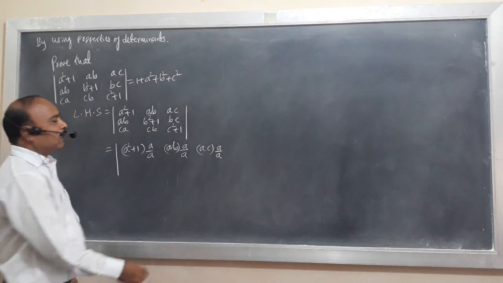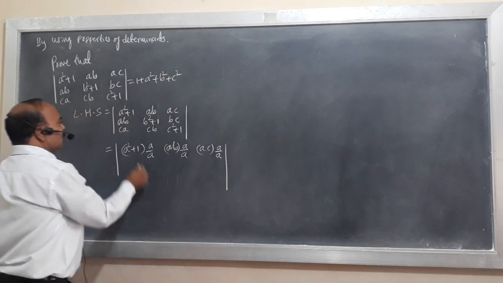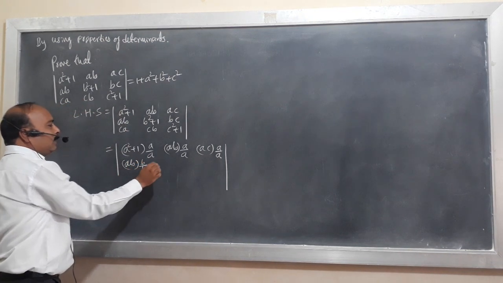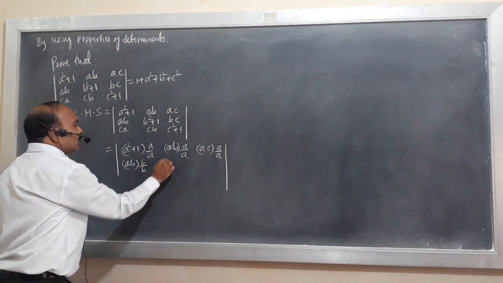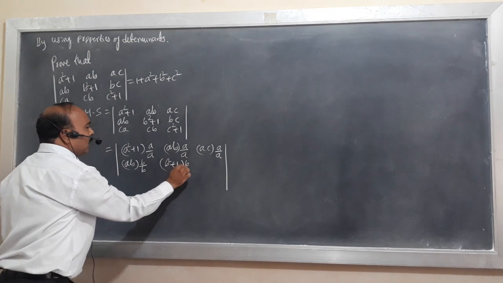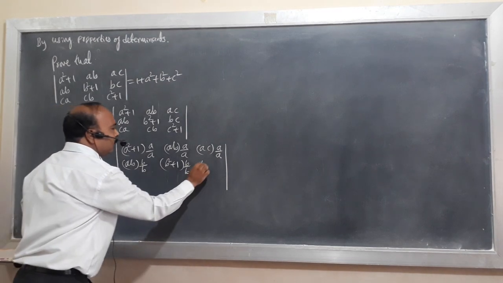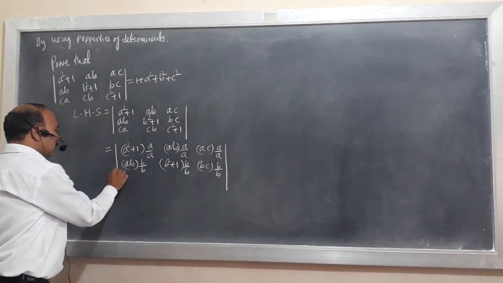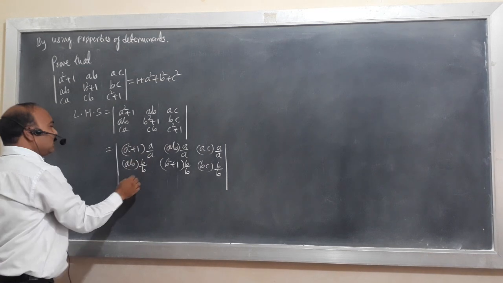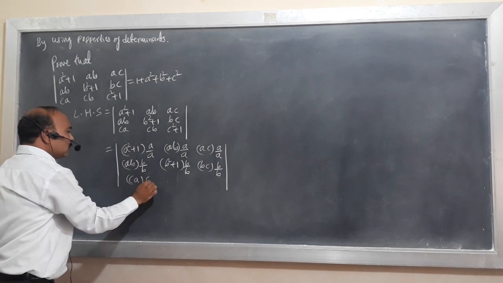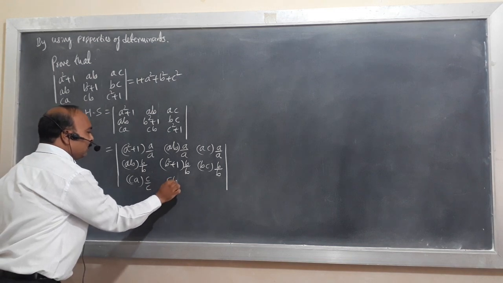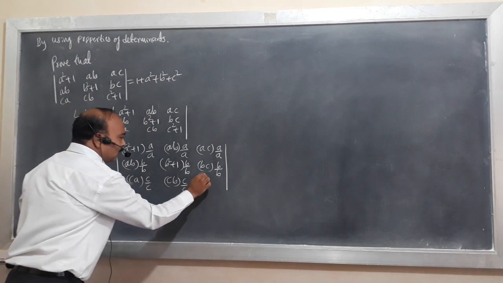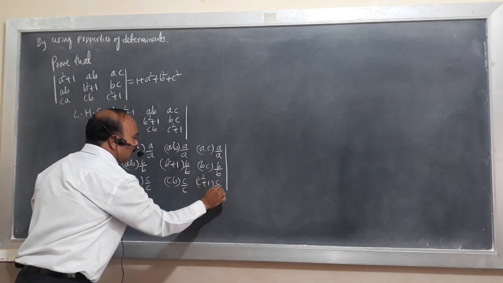This first row is multiplied and divided by A. Similarly, AB, you multiply by B and divide by B. Now B square plus 1, multiplying and dividing by B. BC, multiply by B and divide by B. Similarly, the third row by element C: CA into C by C, CB multiply by C divided by C, and C square plus 1 multiply by C divided by C.